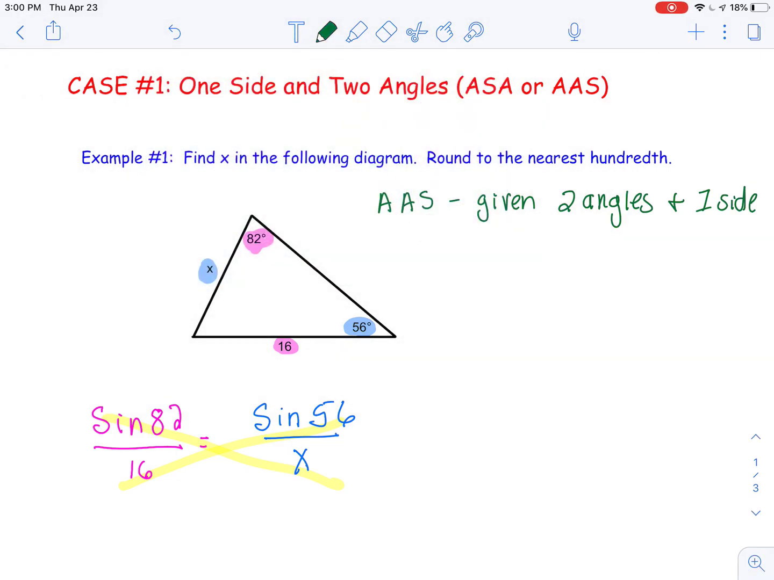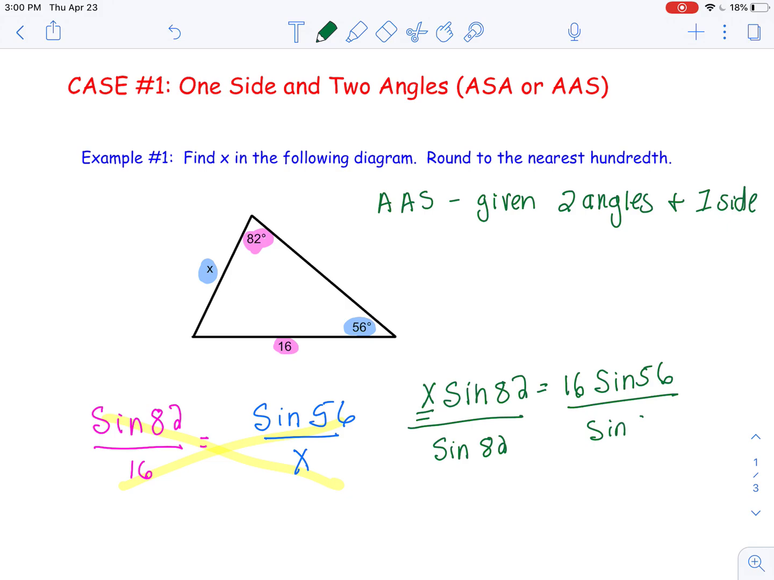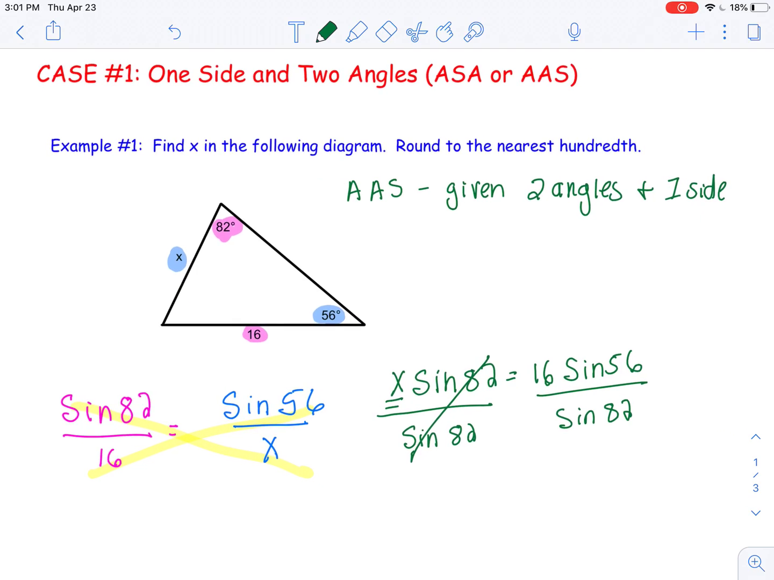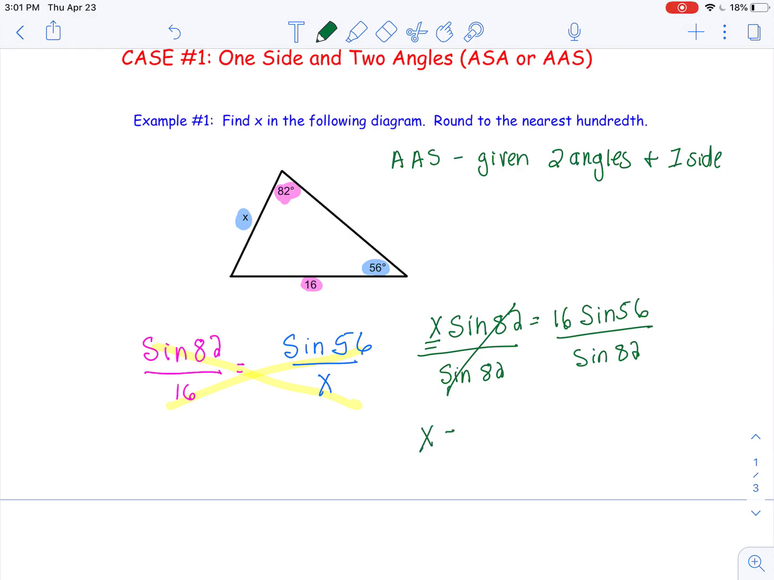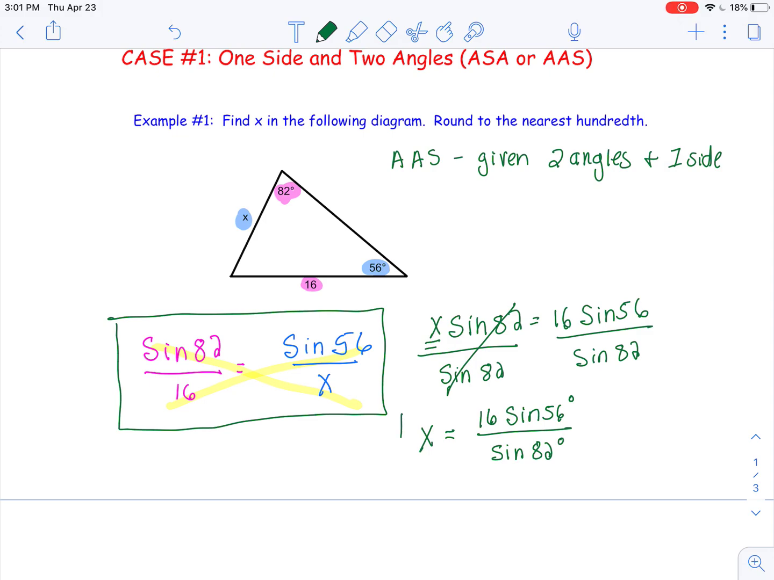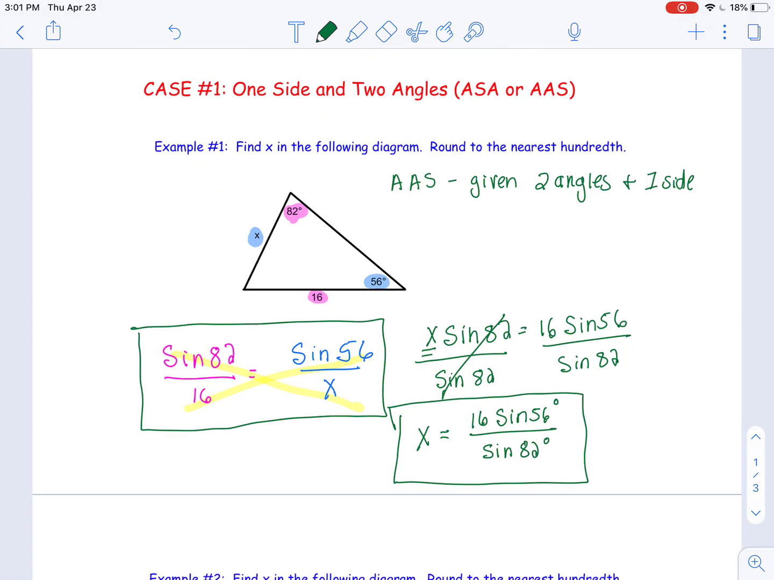When I do that, I'm going to get x times the sine of 82 is equal to 16 times the sine of 56. I'm trying to get x by itself, so I'm going to divide by sine 82. Sine 82 degrees cancels, and I'm left with x is equal to 16 times the sine of 56 degrees all over sine of 82 degrees. When you do your homework, I'm going to be looking for this proportion. You need to show this proportion, you need to show solving it, and then you need to show the answer.